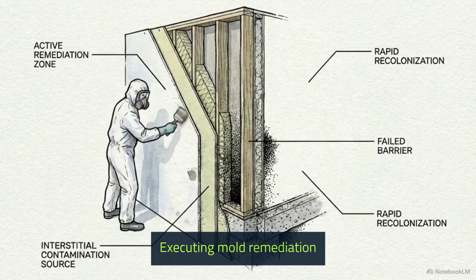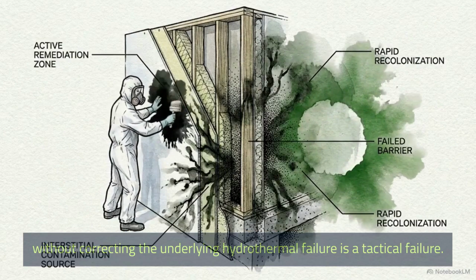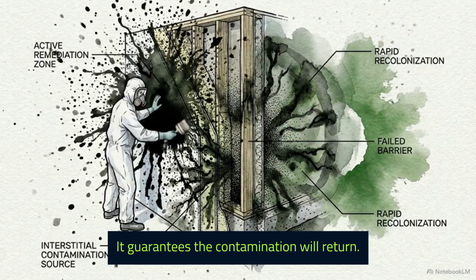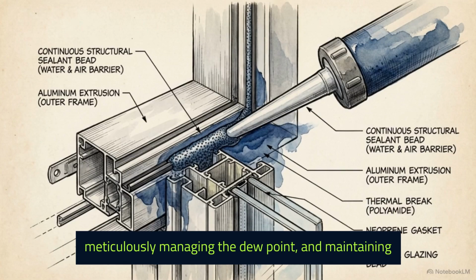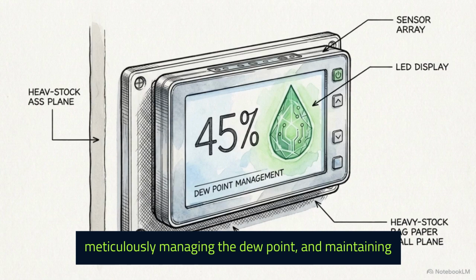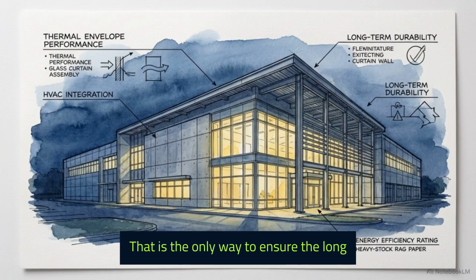Executing mold remediation without correcting the underlying hygrothermal failure is a tactical failure. It guarantees the contamination will return. Environmental management requires sealing the envelope, meticulously managing the dew point, and maintaining uncompromising mechanical discipline. That is the only way to ensure the long-term operational readiness of any facility.